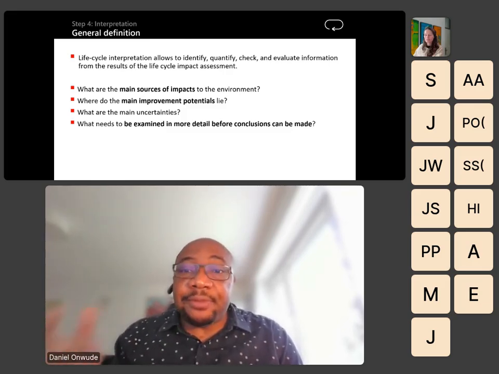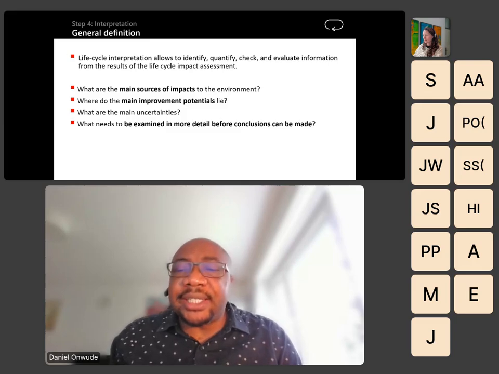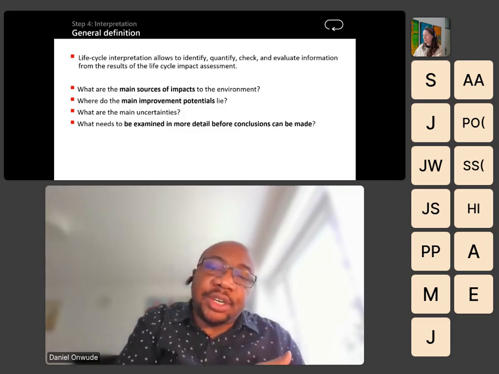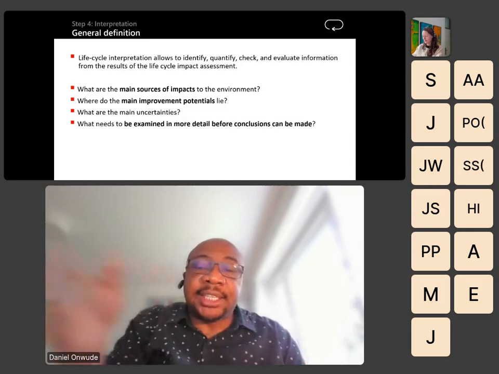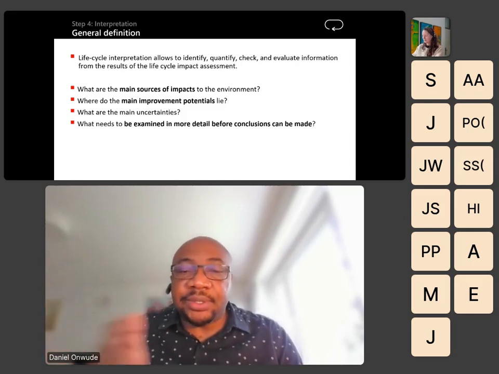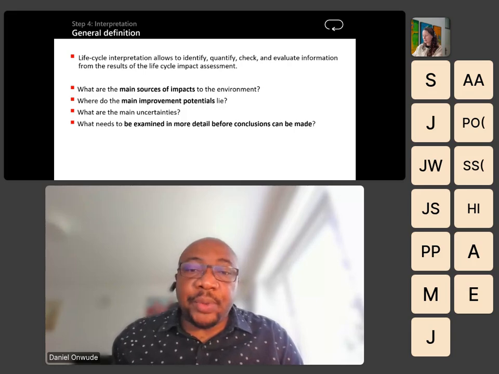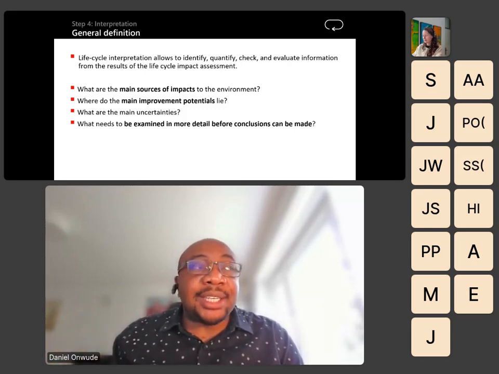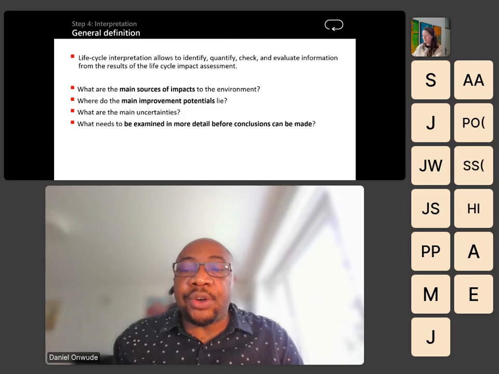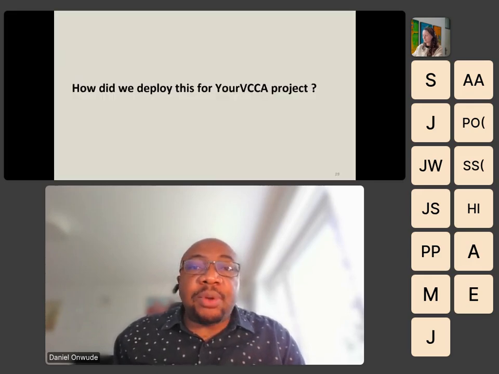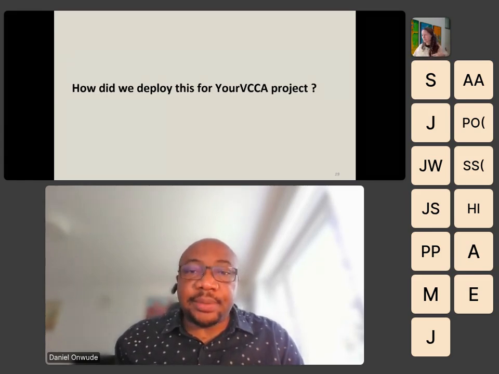So, for example, in the fruit LCA, we might find that most impact comes from irrigation or cold storage, and less, let's say, from the consumer, as the case may be. So these are the things that we need to remember when interpreting the result. So this step, as I said, helps us to ensure that our conclusions are accurate, transparent, and meaningful before taking any decision. Okay, great. Now, how did we deploy these for your virtual coaching assistant project? Let's look at what we did.